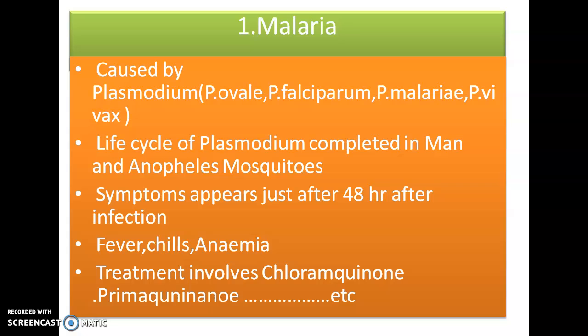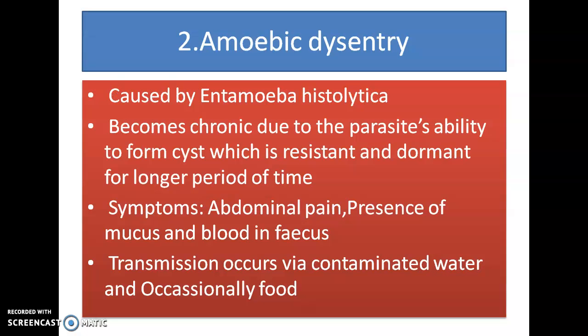The symptoms generally appear just after 48 hours after the infection by the Anopheles mosquito. Symptoms include fever, chills, anemia, etc. And we can control malaria by means of the application of certain drugs like chloroquine, primaquine, etc.